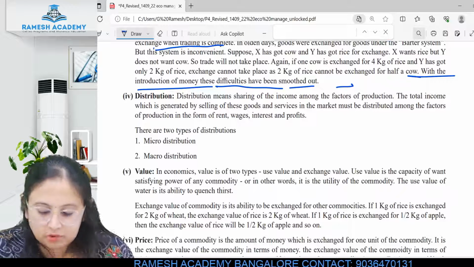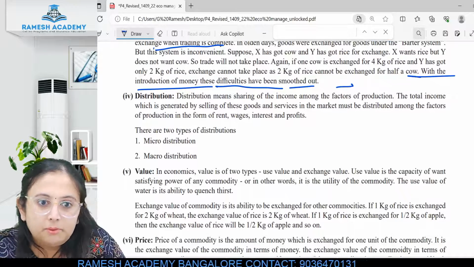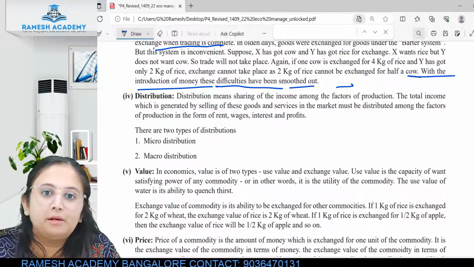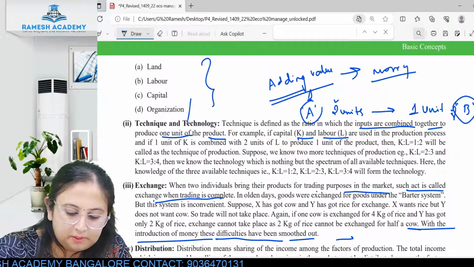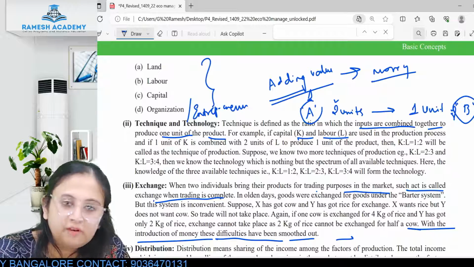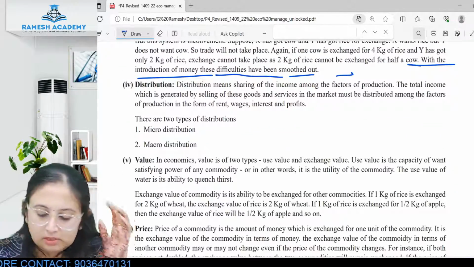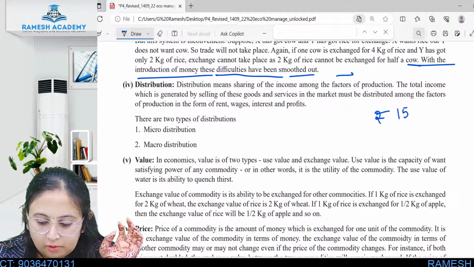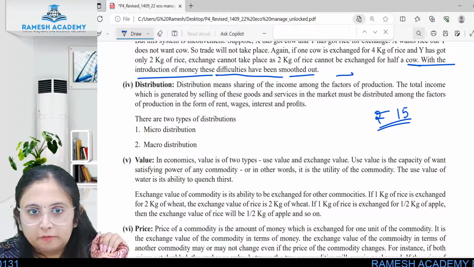Distribution means sharing of income among the factors of production. You have factors of production, that is land, labor, capital, organization. Organization, or you can consider it as the entrepreneur. If I start the business, I am the entrepreneur. So distribution is, now I have manufactured the pen and I have sold it for 15 rupees.